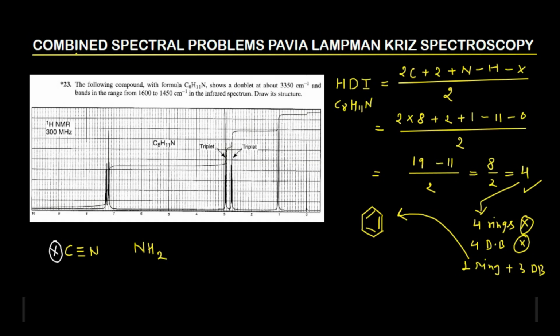the band in the IR spectrum which would resonate somewhere around 2260 to 2210 centimeter inverse, which is the range for the cyanide, right? But this band is not there in the IR spectrum, because in the IR spectrum we have the band at 3350 centimeter inverse, and between 1600 to 1450 centimeter inverse, and the information about the cyanide is missing, so we can discard this possibility.